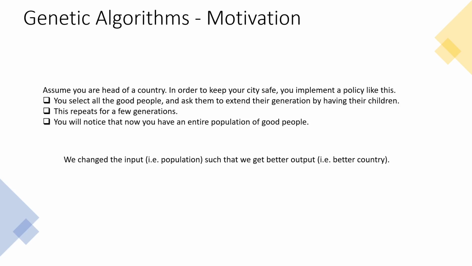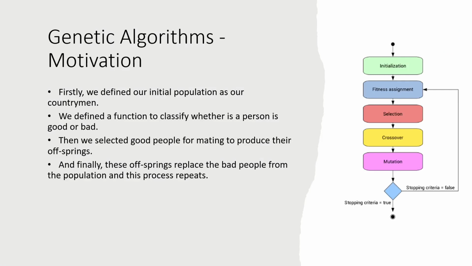You have an idea, you have something to reach. For example, you would like to reach a better country, and to reach that goal, you change your population, and that's how genetic algorithms also work. Okay, so these are basically the steps of the genetic algorithms. We will be seeing how they work one by one.